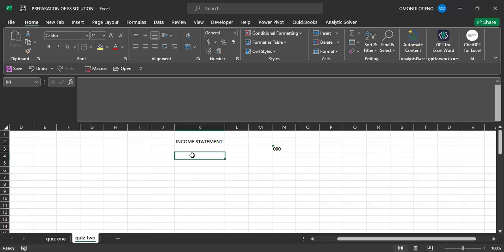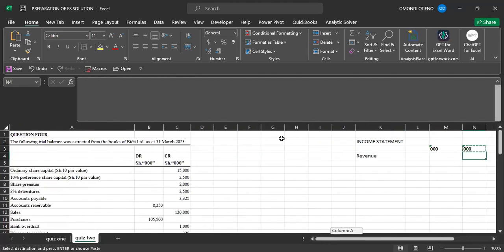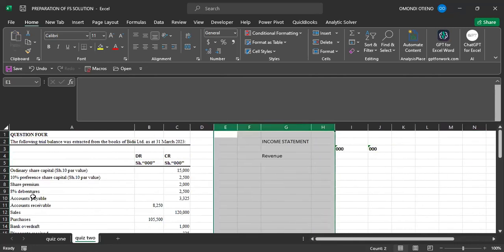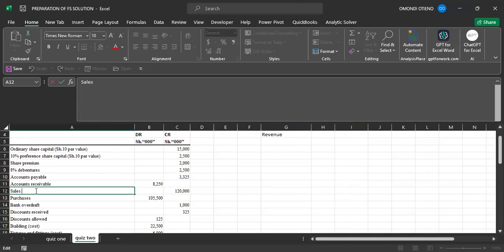So we start with revenue. Do we have a revenue amount? This space is too big, let me reduce it. So our revenue here, in some cases, you'll find them combining sales and purchases. Yes, actually, this is the revenue.